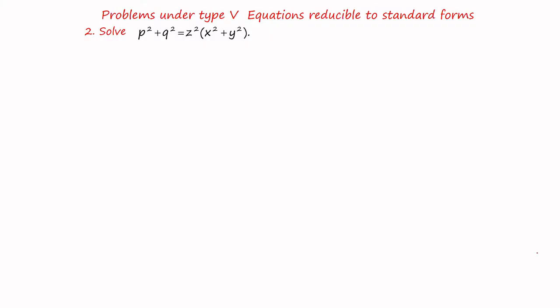We have already solved the first problem in the previous video. If you want, you can go through it. Now we are going to see the next problem. Solve this: p squared plus q squared is equal to z squared into x squared plus y squared. This we have to solve, and here we have to find the solution.